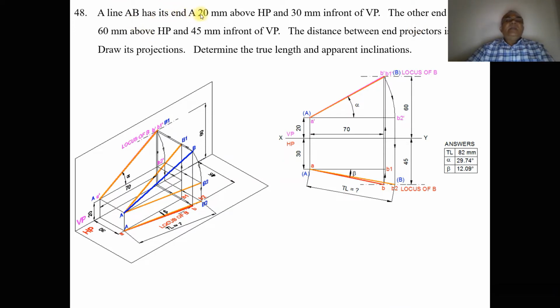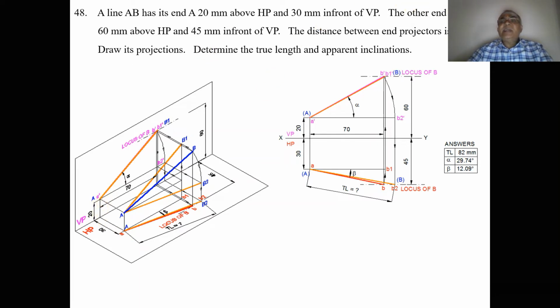So he says end A is 20 mm above HP and 30 mm in front of VP. When you look from the front view, we can see the distance of end A, which is 20 mm above HP. When it is projected, it falls on VP. So this distance is 20 mm above HP. When you look from the top view, we can see the distance 30 mm in front of VP. When it is projected, it falls on the horizontal plane. So this distance is 30 mm in front of VP, and that means you have the projector A here.